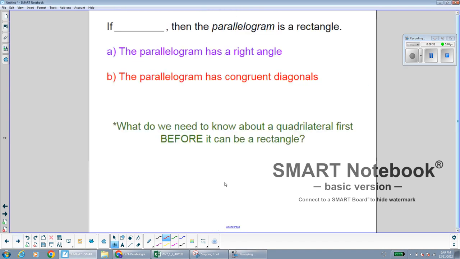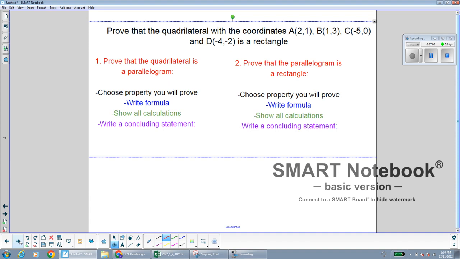Okay, so now we're going to talk about some coordinate geometry proofs with rectangles. So we already know that if a parallelogram has a right angle or it has congruent diagonals, then that means it's a rectangle. Those are our two special properties that make a parallelogram extra special, that make it a rectangle. So before we can prove that a quadrilateral is a rectangle, it first does need to be a parallelogram. So remember, parallelogram first and then rectangle.